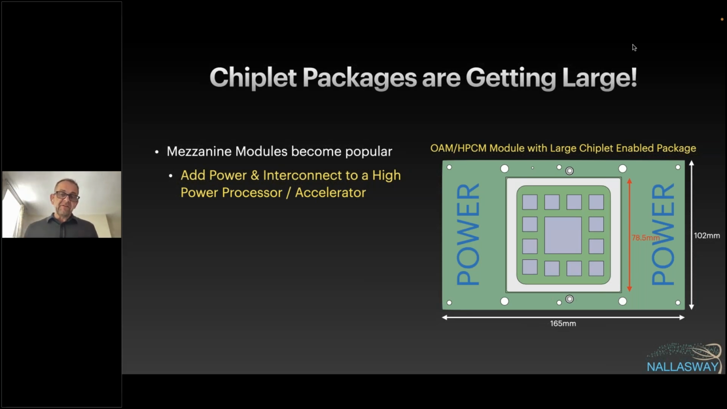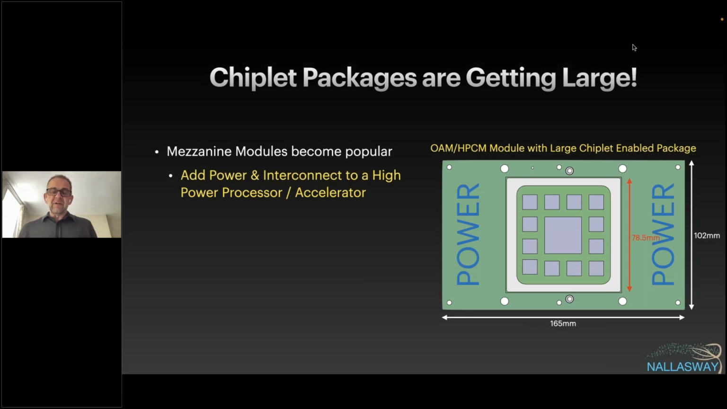The other thing to realize here is that these OAM mezzanine modules, NVIDIA's SXM, OAM, and what we're trying to do with HPCM, are becoming more and more popular. If you stare at them long enough, all they really bring is the power delivery to this powerful packaged chip, and a very high performance, very good signal integrity interconnect to it. And if you look at what that replaces, like a CPU going into an LGA socket in a big motherboard, right? And when you ask yourself, why was that done?